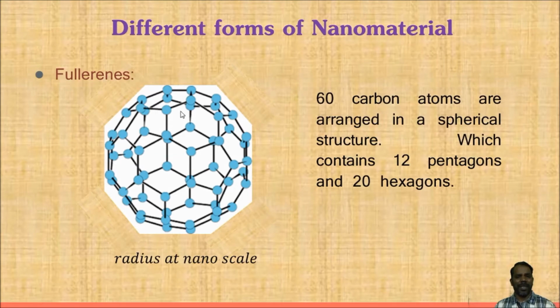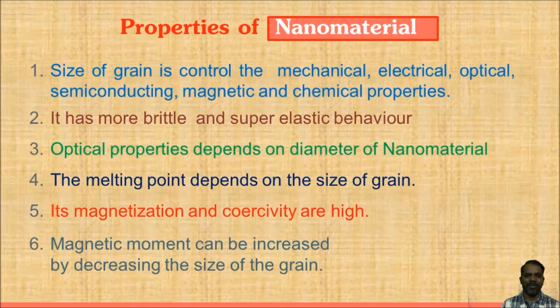Another form of nanoparticle is the fullerenes. In the case of fullerenes, it is a nano sphere whose radius is in the nanoscale. Nearly 60 carbon atoms are arranged in a spherical structure containing 12 pentagons and 20 hexagons. So these are the general properties of nanomaterials.